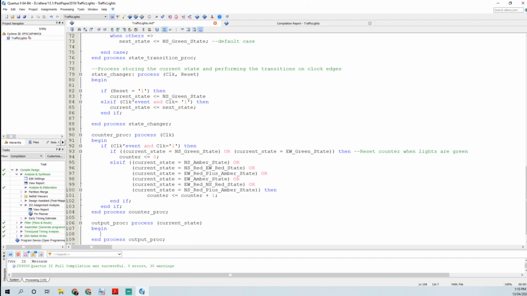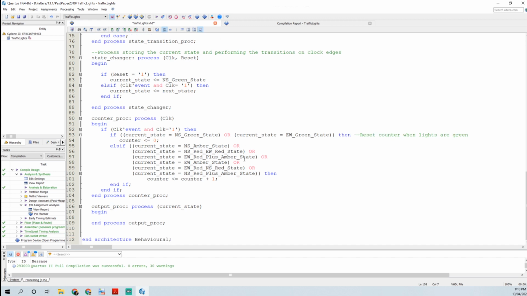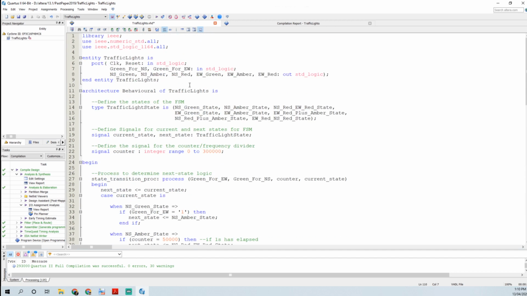Okay, so the first thing you'd want to do in this process is to turn off the lights, and this ensures that every time the state changes, we don't have the lights randomly flickering or randomly on or anything like that. So north, south, green, north, south, amber, and these are not referring to states, okay? Note that these are referring to the outputs that I declared in the entity above here.